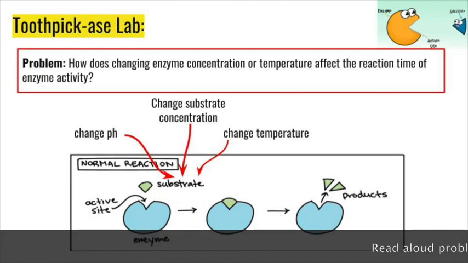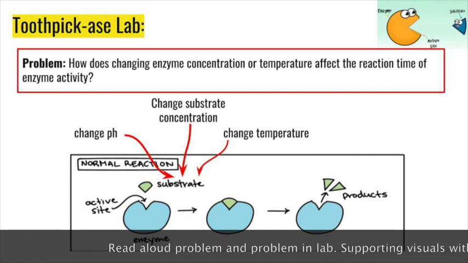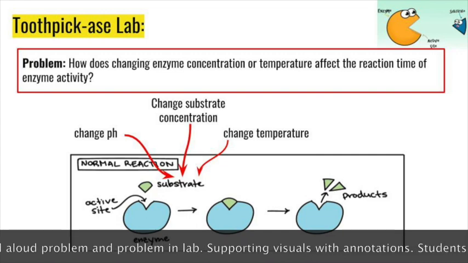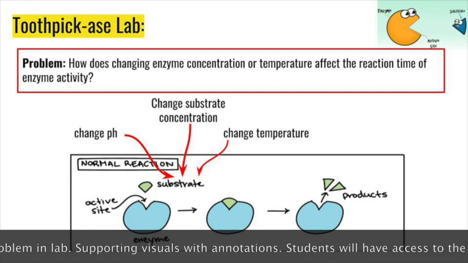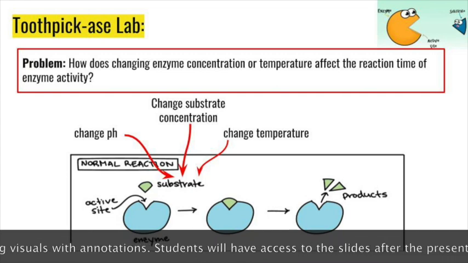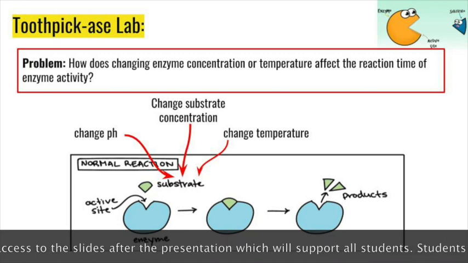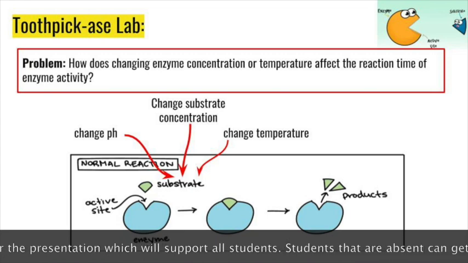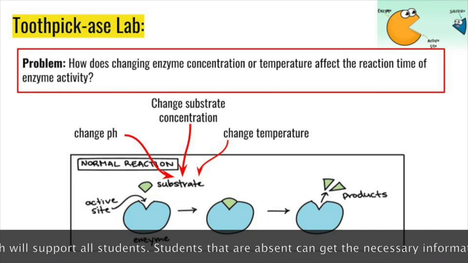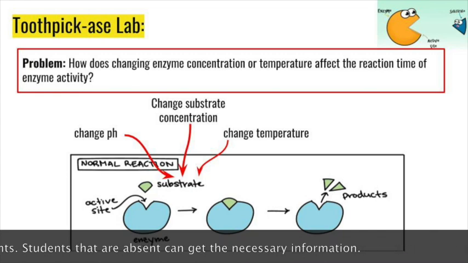As you know, one of the most important things before getting started on a lab is that we understand the problem and procedure at hand. So our problem for this lab will be, how does changing enzyme concentration or temperature affect the reaction time of enzyme activity? In this image, you see that the three variables that we will be changing will be pH, substrate concentration, and temperature.